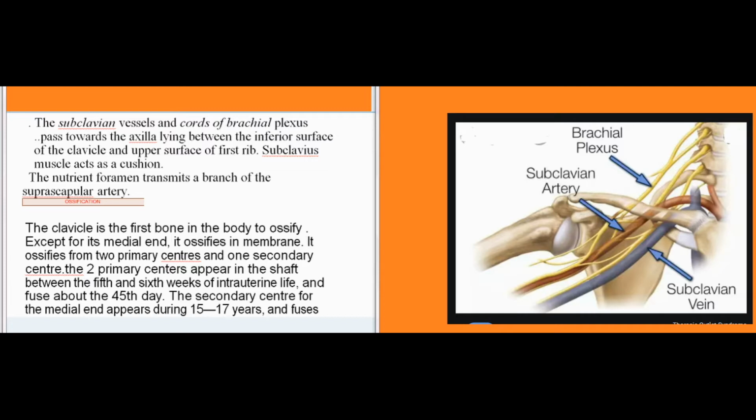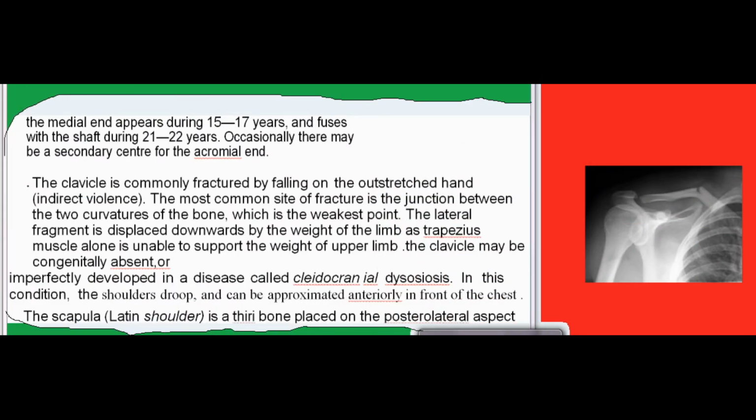Ossification. The clavicle is the first bone in the body to ossify. Except for its medial end, it ossifies in membrane. It ossifies from 2 primary centers and 1 secondary center. The 2 primary centers appear in the shaft between the 5th and 6th weeks of intrauterine life, and fuse about the 45th day. The secondary center for the medial end appears during 15-17 years, and fuses with the shaft during 21-22 years. Occasionally there may be a secondary center for the acromial end.